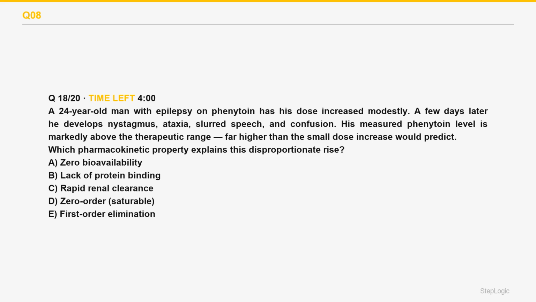Read the command. Which property explains the disproportionate rise? Phenytoin, small dose increase causing a large level rise with toxicity. Zero order saturable kinetics.